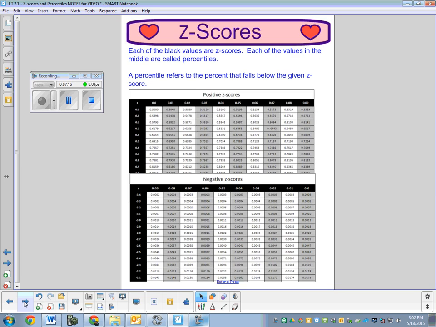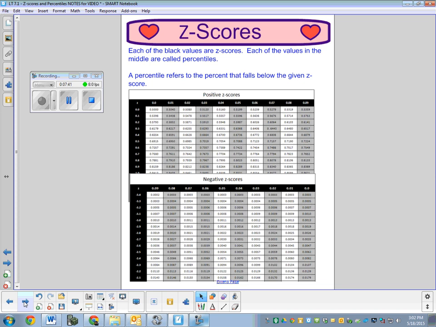So you should be looking at this sheet. Notice it has one side that says positive z-scores and the other side says negative z-scores. Each of the blackened numbers refer to a z-score. Each of the white or gray 4-digit decimal values, those are all percentages. So what we'll do is we'll look up the z-score and we find a percentage.